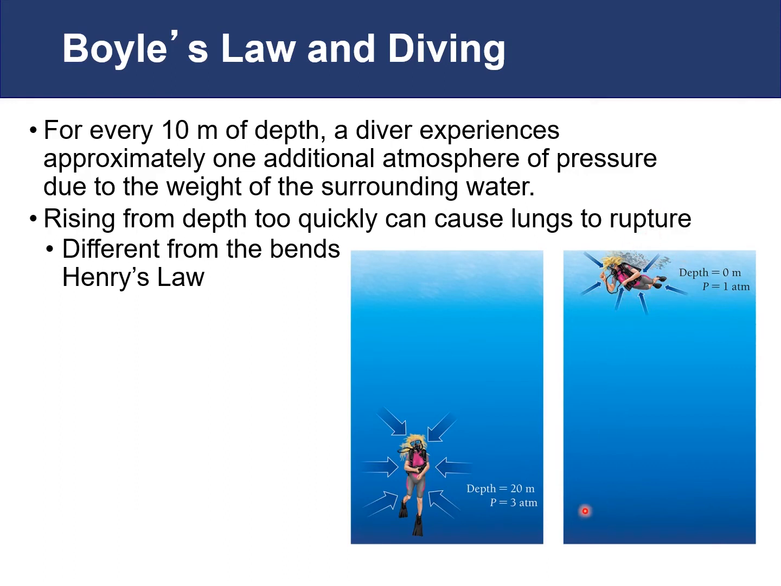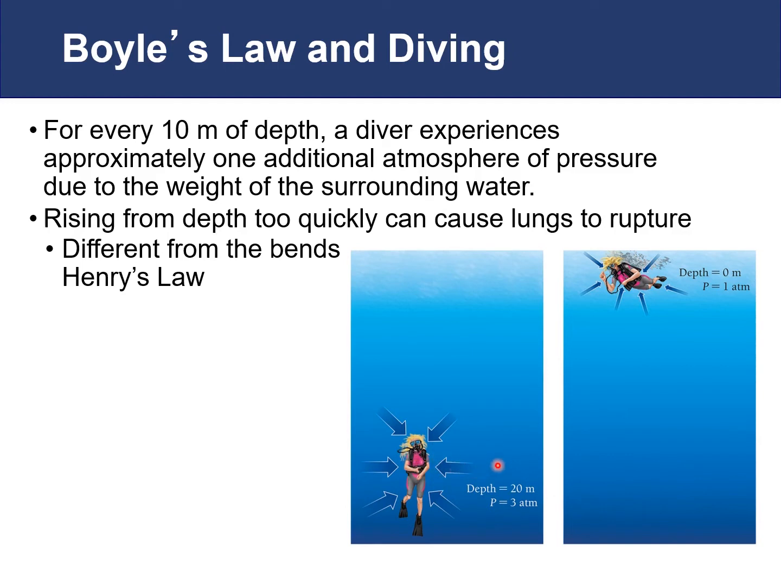But if you dive down to a depth of 20 meters, you have an additional 2 atmospheres of pressure, making a total of 3 atmospheres of pressure. Now, the way that scuba divers are able to breathe in and out at deep depths like 20 meters is you have a gas cylinder on your back that's at a very high pressure, and then you have a pressure regulator that you're breathing in through.